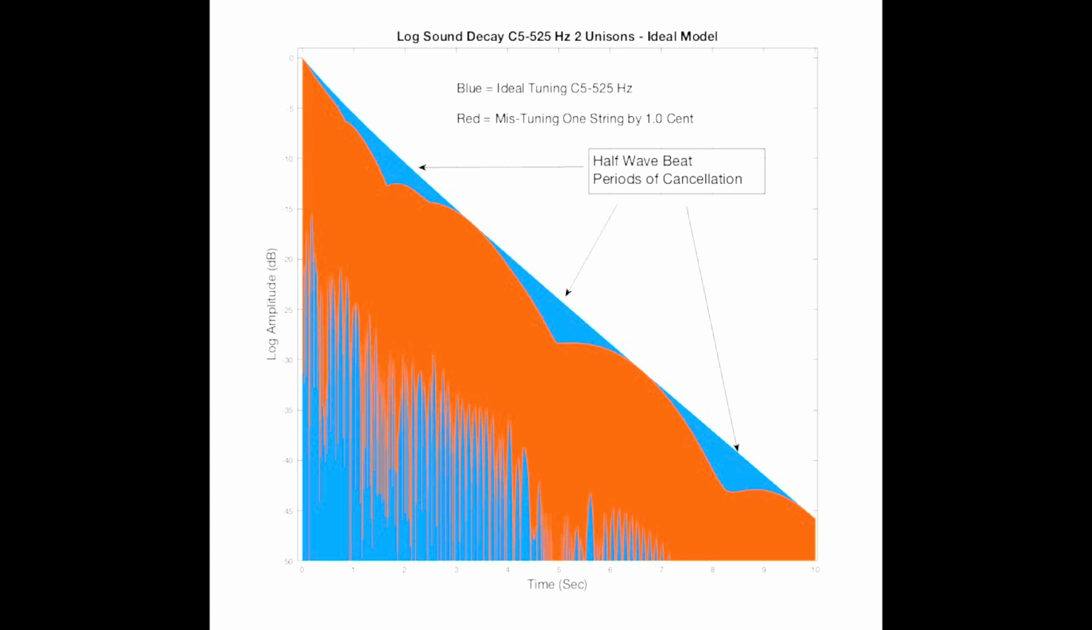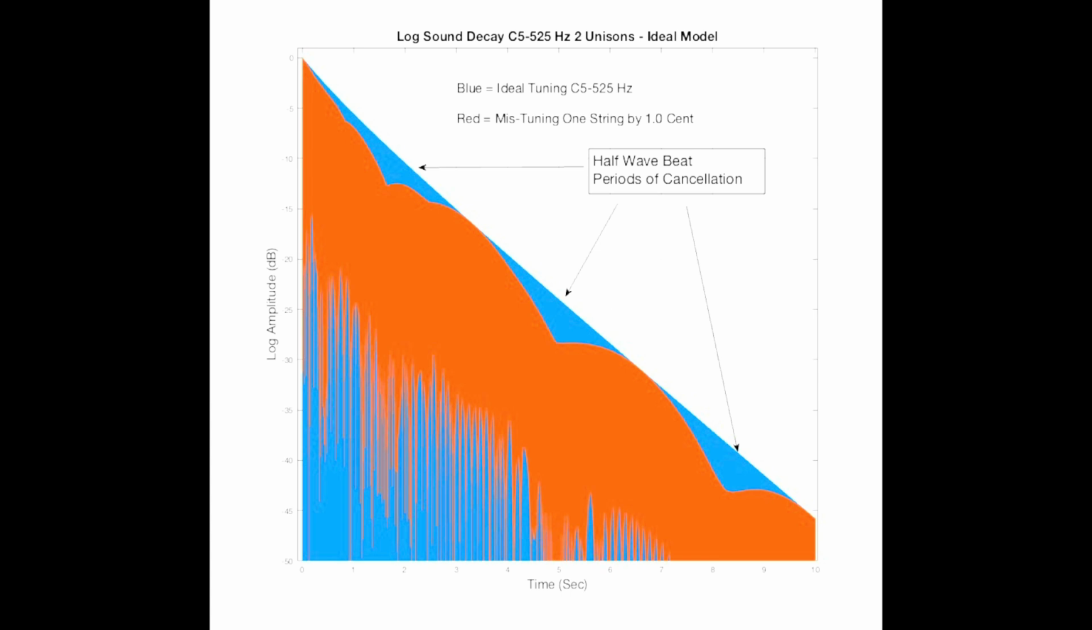I'm then going to show the actual waveforms of the in-tune unison with that of the spread unison and play the actual results in both cases as it comes off the piano in a real recording.